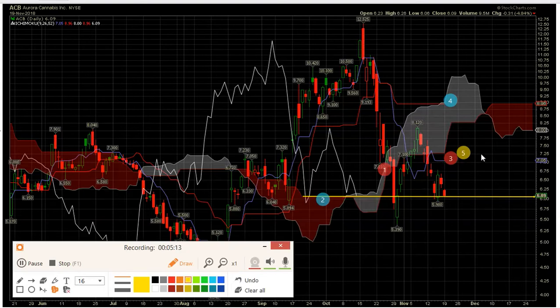The Tenkan-sen is not pointing down. It is flat, and that's neutral as well. And then up here is the Kijun-sen pointing down. The Kijun-sen has been flat and is flat right now. That is, again, a neutral indicator. Why is it neutral? Because it is not bullish. It is not going up. It is not bearish. It is just flat. So I've got a lot of neutral indicators here. I got 2 bullish indicators and 2 bearish indicators.